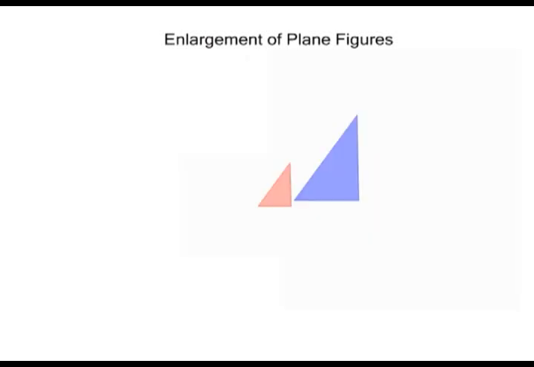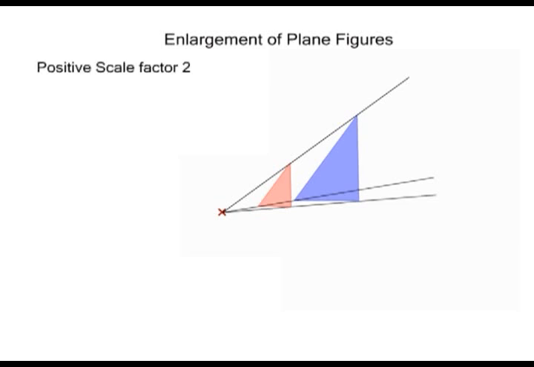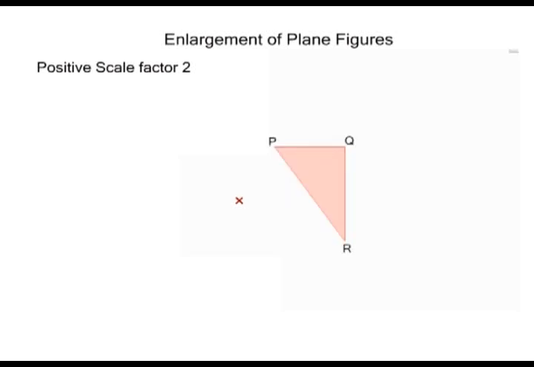Now, when the shapes are not drawn on a grid, it becomes more difficult to enlarge them. In such cases, we use projection lines, and at this point we will need the center of enlargement. This pink shape is being enlarged to give the blue shape. The center of enlargement is X. The scale factor is 2. So let us now enlarge triangle PQR with a scale factor of 2 about the center of enlargement X.